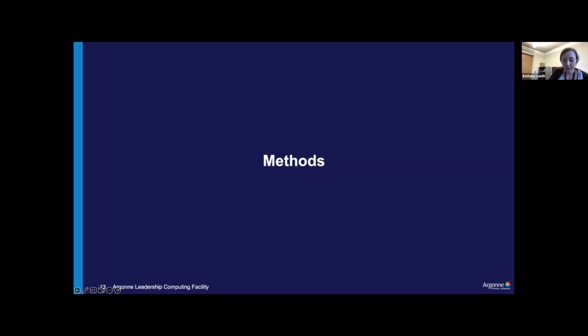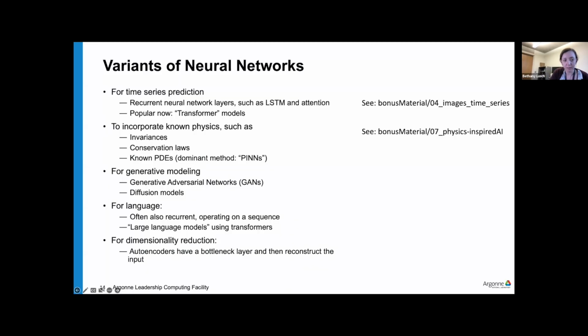Okay, so now I want to talk about some methods for approaching these tasks, and again, just a high-level overview. Now, there are a lot of variants of neural networks. As I mentioned, so far we've focused on neural networks that do image classification. They had convolutional layers. If you want to do time series prediction, you typically have what's called a recurrent neural network layer. And there's some special kinds like LSTM and attention. I'll talk about that more on the next slide.